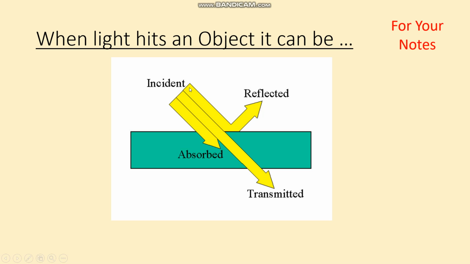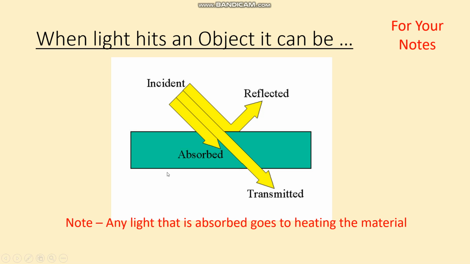And finally, the third thing that can happen, and we're going to look at that next lesson, is that it can be reflected. It can bounce off the surface. One thing you should note is that when it's absorbed, any light that's absorbed actually goes into heating the material a little bit. Okay, so again, can you pause the video and make sure that you've got that diagram into your notes?